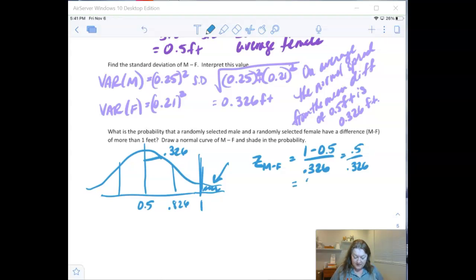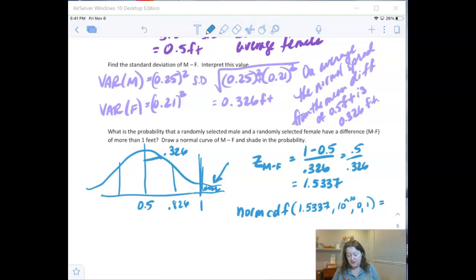That gives a z-score of about 1.5337. So I'm going to do normCDF, and I want to go upwards. My lowest number is the 1.5337. Now I need the largest number known to man. So I'm going to do 10 to the 10th with a middle of 0 and a spread of 1 on my calculator and see what I get. I'm not going to switch just to save some time. You can go back and look at the directions from the last one.